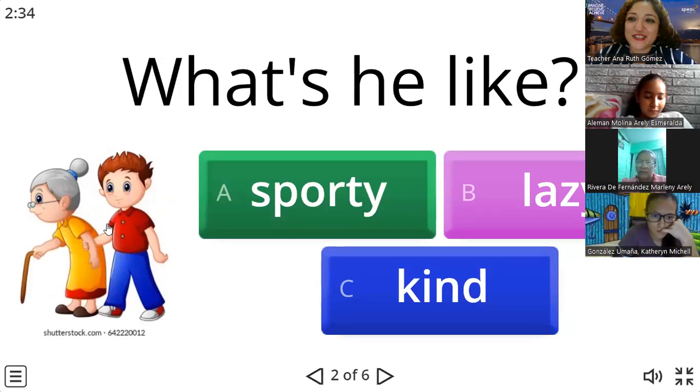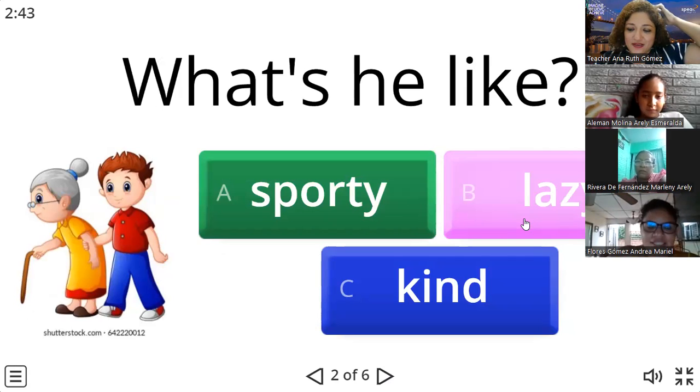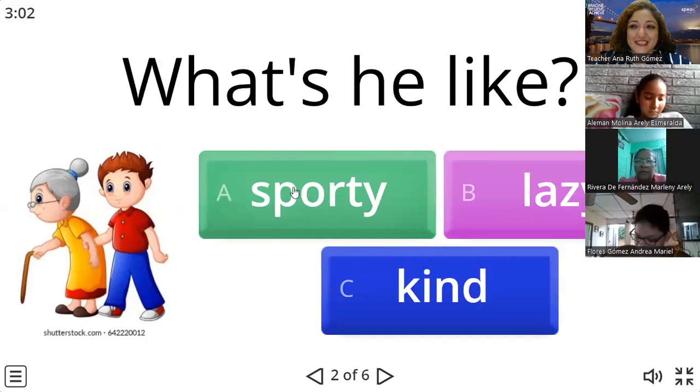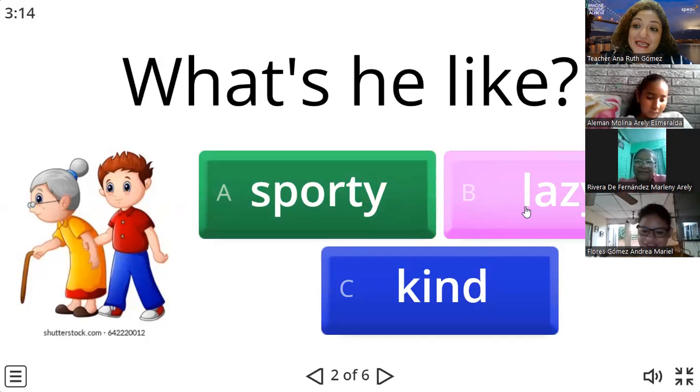Pay attention to him in the picture. ¿Alguna palabra nueva? Pueden preguntar. Teacher, what is the meaning of sporty in Spanish? Okay, very good, Andrea. Sporty is deportista, deportivo. Yes, sporty. What about this one? What's the meaning of lazy, everybody? Flojo. Very good. Lazy is flojo. All right, very good. Excellent.